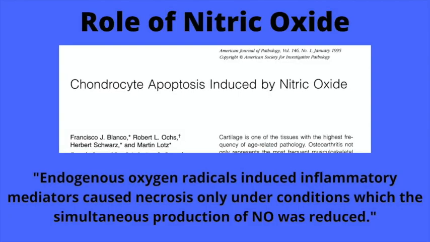Now for the question of nitric oxide. This slide illustrates a paper by Blanco et al. in 1995 that demonstrates overall two things about nitric oxide in chondrocytes. First, the nitric oxide system is robust. Secondly, in the presence of reactive oxygen species, specifically oxygen radicals, with the downregulation of the nitric oxide pathway, cell death of the chondrocyte resulted.